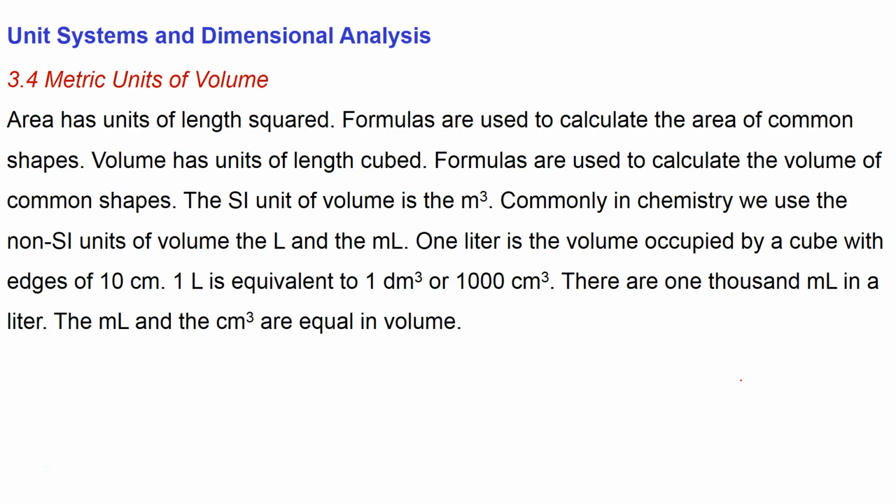Okay, so area has units of length squared, so meters squared, feet squared, miles squared, centimeters squared. Volume has units of length cubed, so centimeters cubed, feet cubed, miles cubed, things like that. We also commonly use non-SI units for volume, where we have 1 milliliter is equivalent to 1 centimeter cubed, and 1,000 milliliters is equal to 1 liter, which is also equal to 1 decimeter cubed.